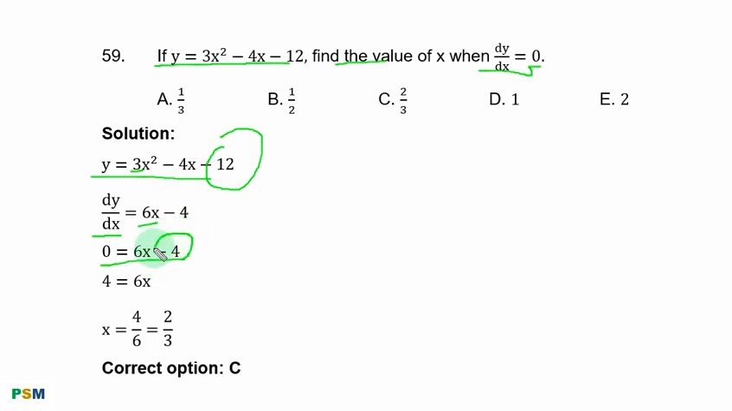Transfer minus 4 to the left. You have 4 equal to 6s. To get s, divide both sides by 6. You have this fraction, which reduces to 2 over 3. The correct option is C.